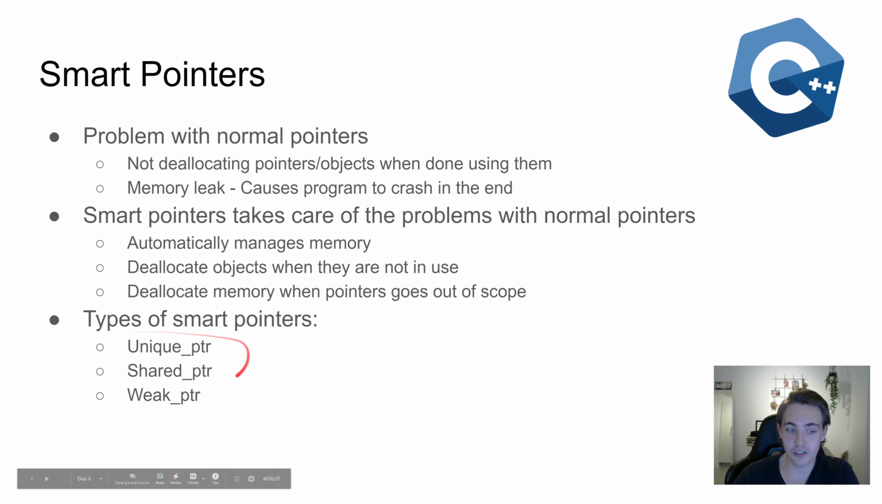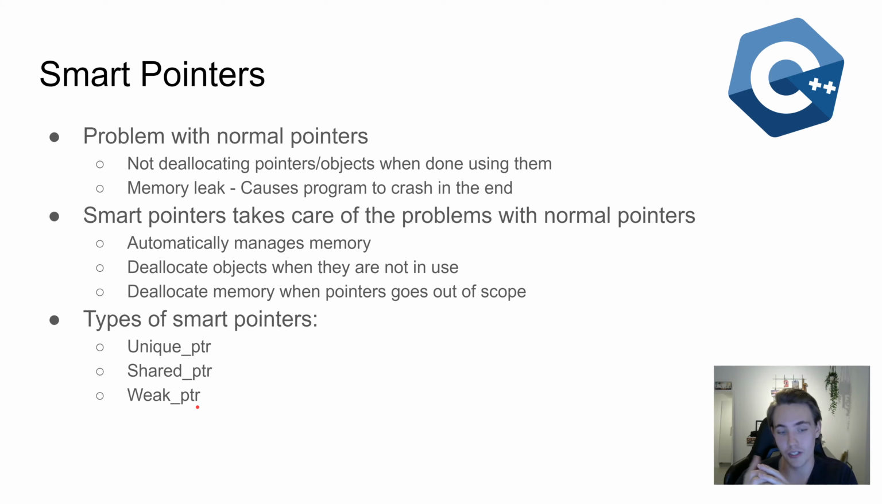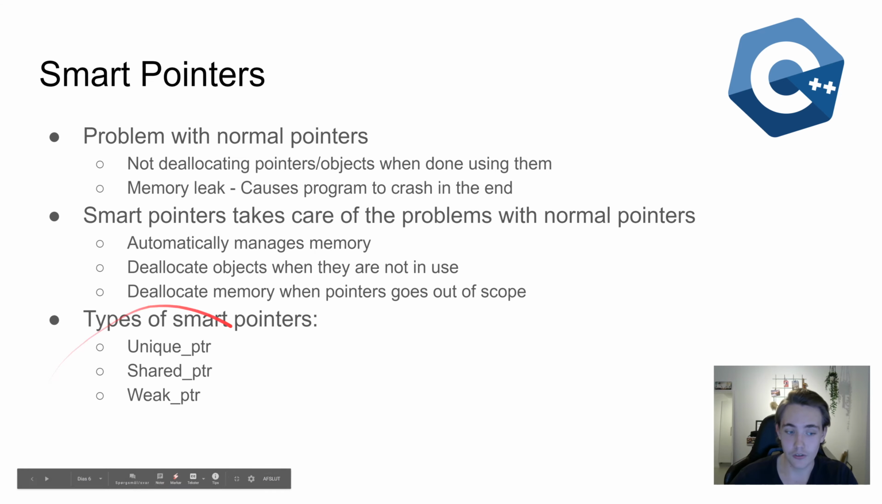There are three different types of smart pointers here: unique pointer, shared pointer, and weak pointer. There are some differences between those three, which I'll go more in depth with in another video, probably the next video, where we're going to see some examples of the differences between those three pointers.